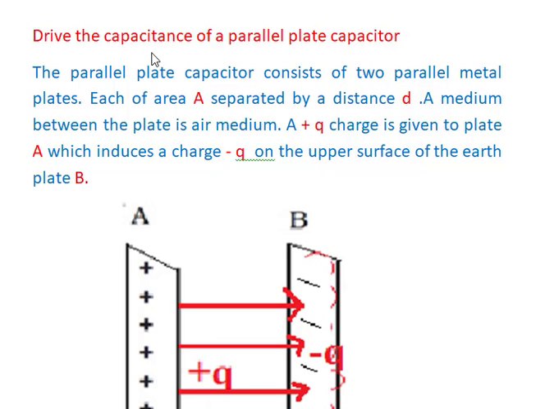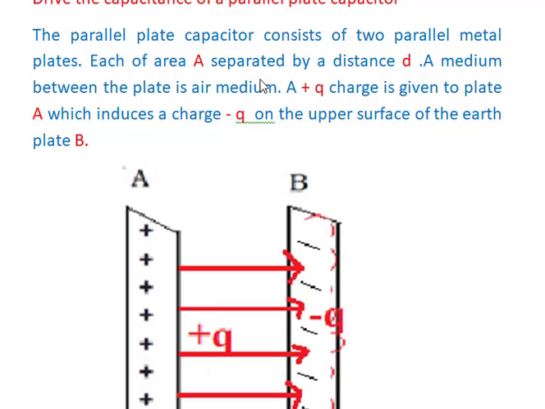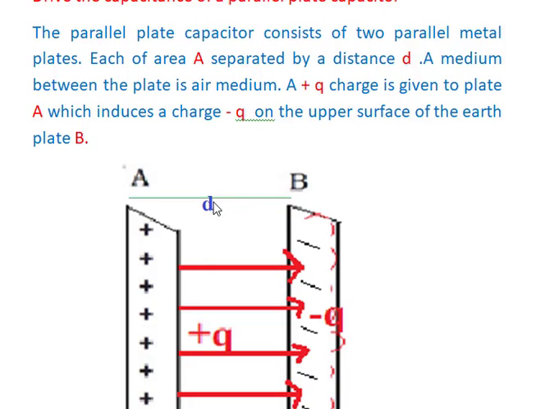And here we have to derive the capacitance of a parallel plate capacitor. It consists of two metal plates, each of area A, separated by a distance d. So plates A and B are separated by a distance small d. The medium between these two plates is air. So the permittivity of the air medium is epsilon naught. It is the ability to permit the charges.